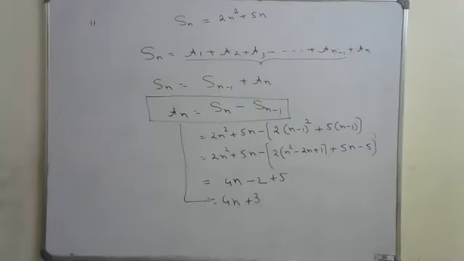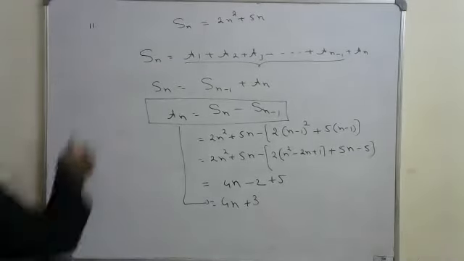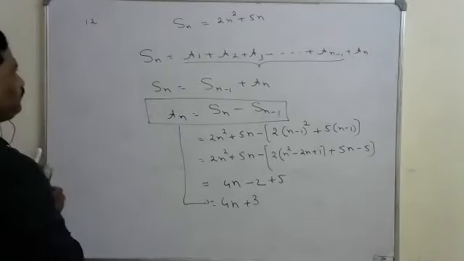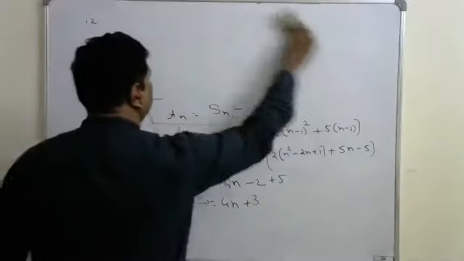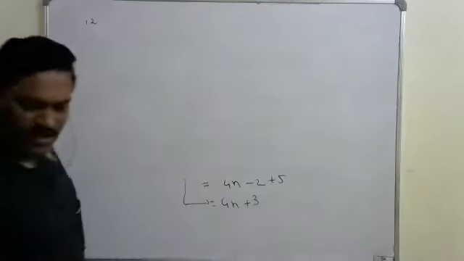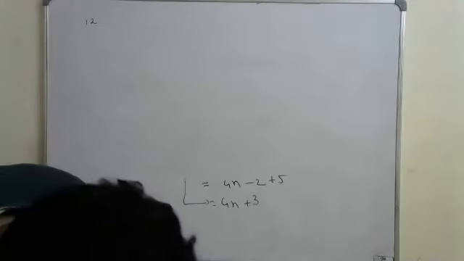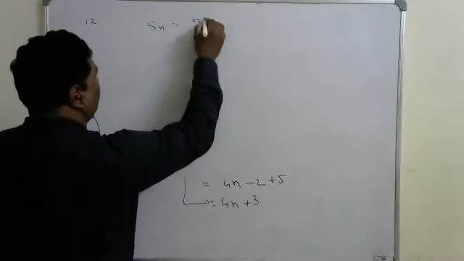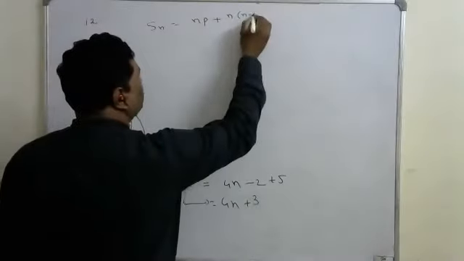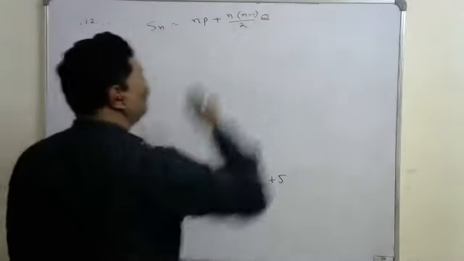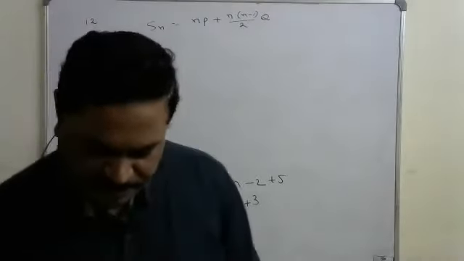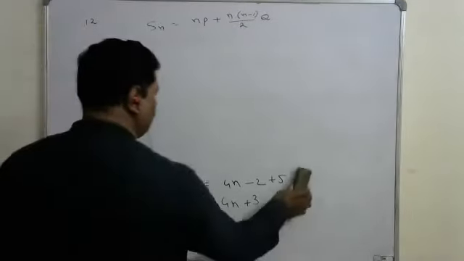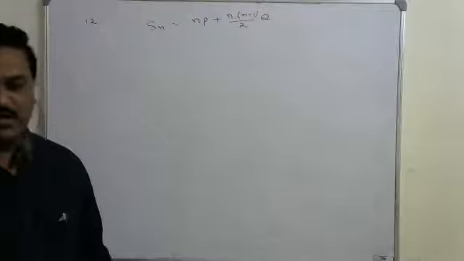Next, observe the problem number 12. Observe this problem number 12. They have given that the sum of the n terms of the AP, Sn, is given as n by p plus n into n minus 1 by 2 into q. That is the sum of the n terms of the AP. Then what is the common difference of the AP? So we have to find the common difference of the AP, right?